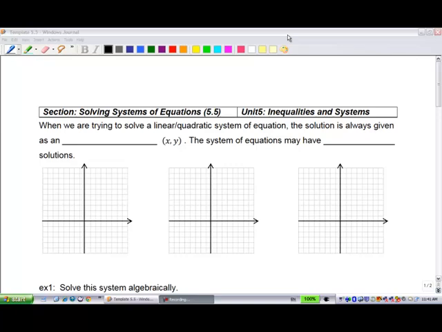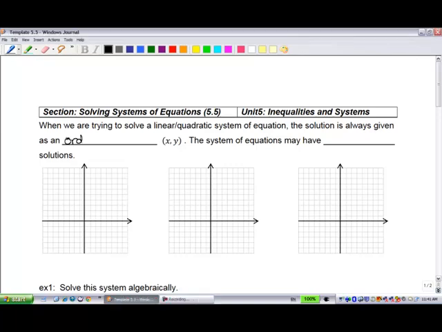This is Inequalities and Systems for Pre-Calculus Math 11. Today we're taking a look at solving systems of equations. Basically, when we are trying to solve a linear quadratic system, so that's one of the equations is a linear equation, the other equation is a quadratic, the solution is always given as an ordered pair.